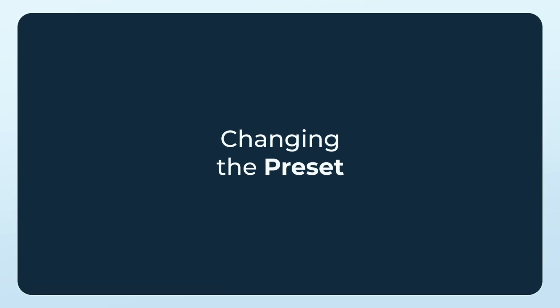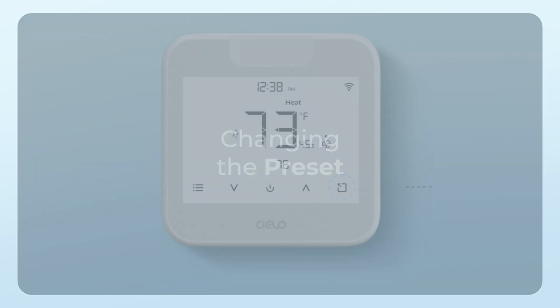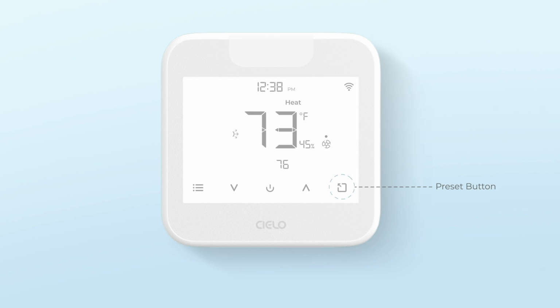Changing the preset. Touch the preset button on the device. Tap it repeatedly to select your desired preset: home, away, or sleep.